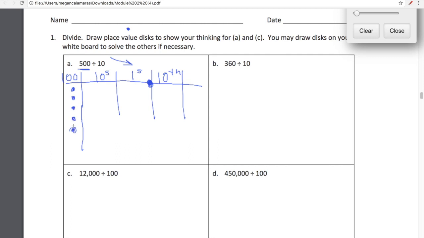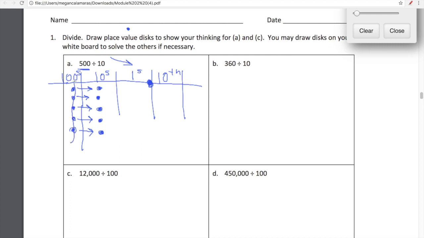So here I have 500 on my place value chart. Again, this is a very quick sketch. When I divide this 100 by 10, it's going to shift one place value to the right. So it's not 100 anymore, it's a 10. Each of these 100s is going to shift one place value to the right. So all of these hundreds, I'm going to cross them out because they're not hundreds anymore, they're tens.